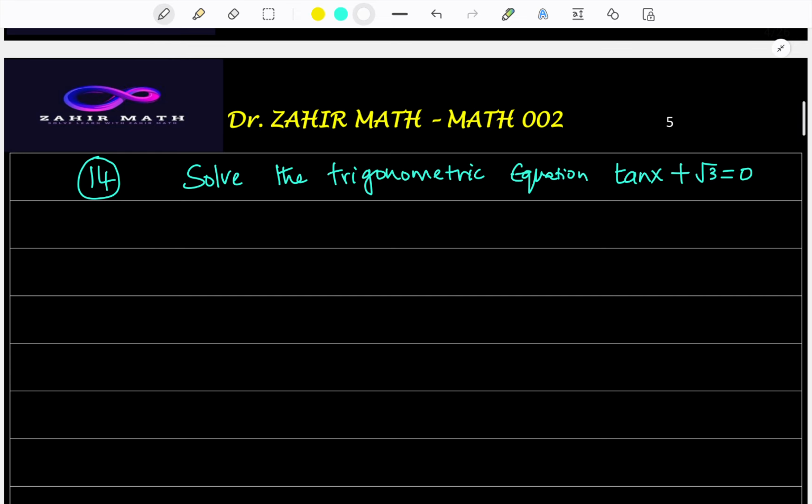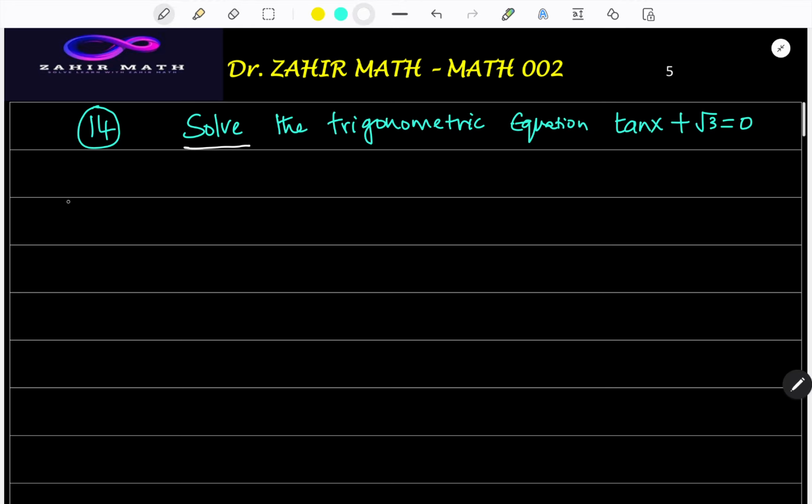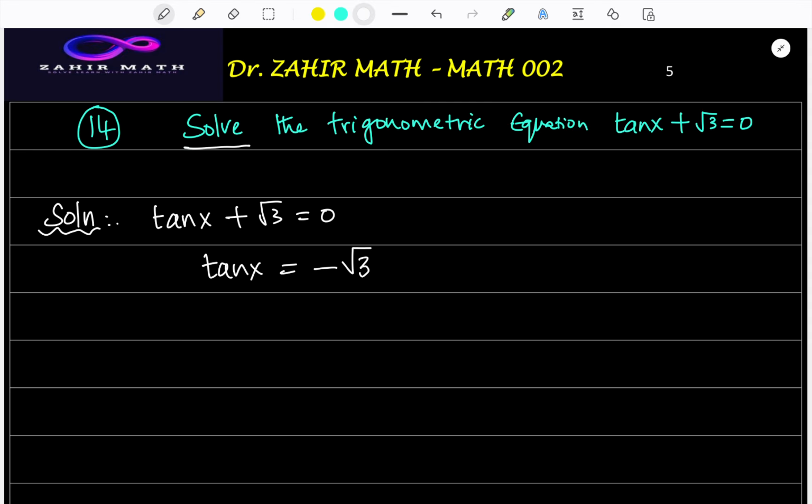Solve the trigonometric equation tan x plus root 3 is equal to 0. So the question is: solve. We are going to solve this one. Ready? Careful. Solution: tan x plus root 3 is equal to 0. So tan x is equal to negative root 3. Whenever you are getting negative angles, be careful. Try to get the positive values and then start working on it.